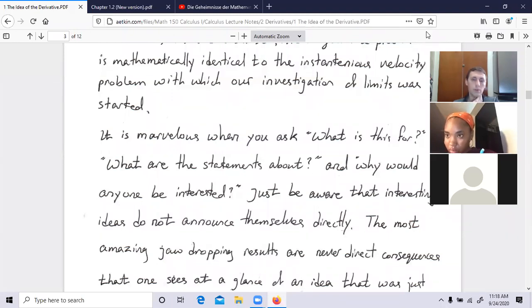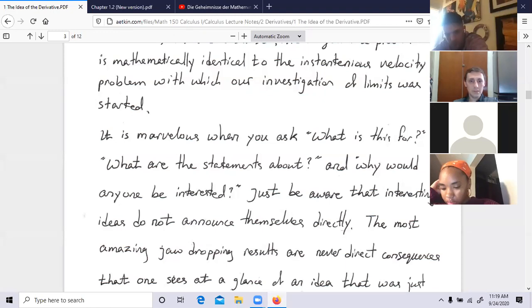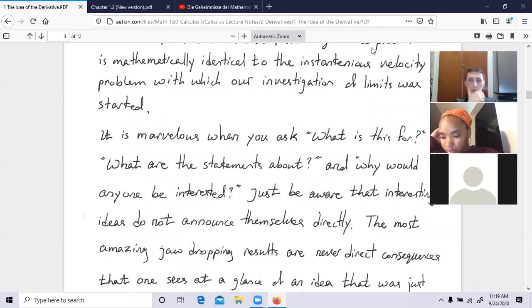What's 22 over 7? Why would you say 22 over 7? But why is it an approximation to pi? Why not? Maybe it is an approximation to pi.